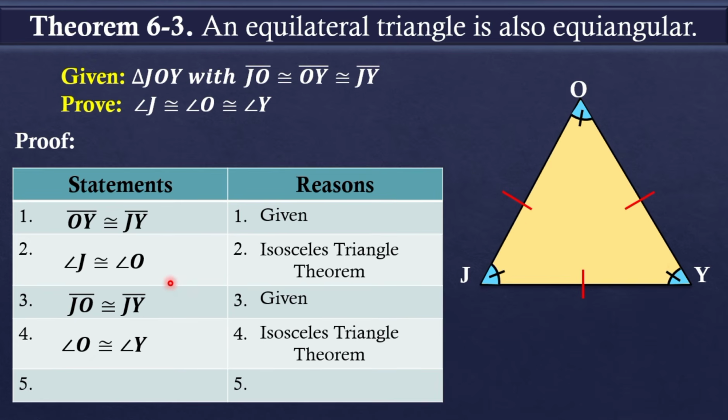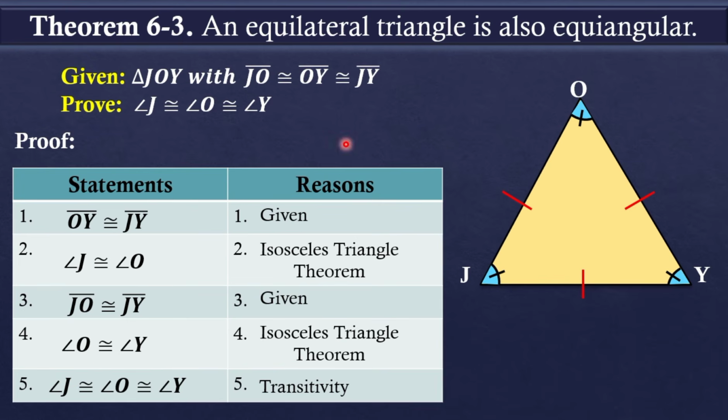So now, I have here, angle J is congruent to angle O, and then angle O is congruent to angle Y. Since these two angles are both congruent to angle O, therefore by transitivity, angle J is congruent to angle O, which is also congruent to angle Y, and that is by transitivity. Why? Kasi pareho silang congruent kay angle O. Ibig sabihin, congruent din si angle J and angle Y. That's why these three angles are congruent.